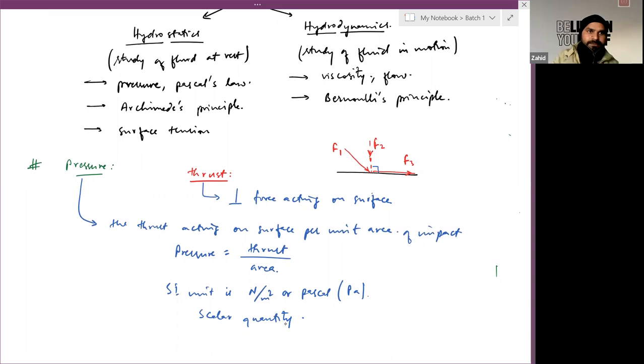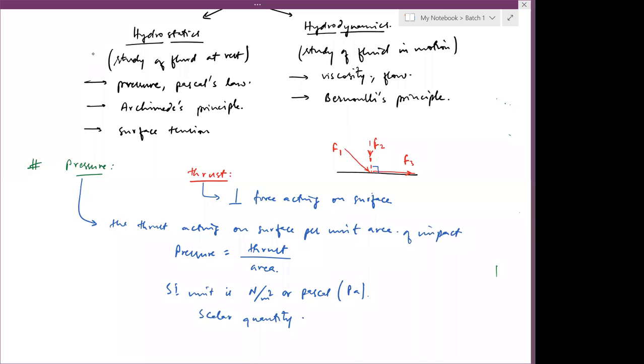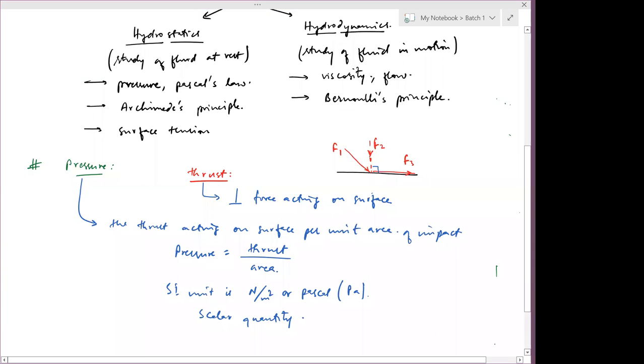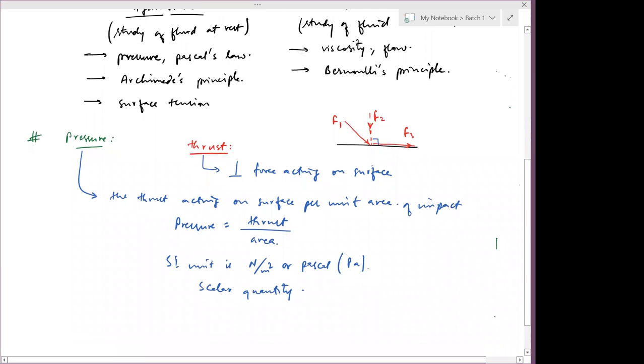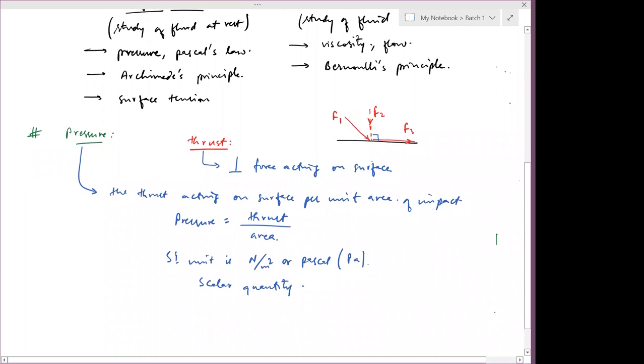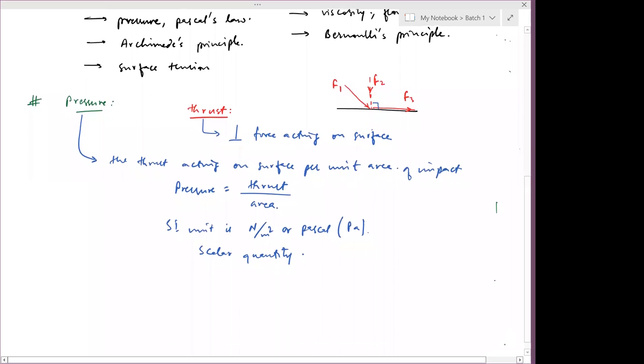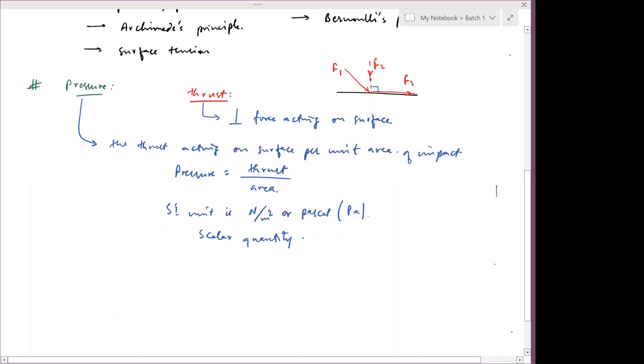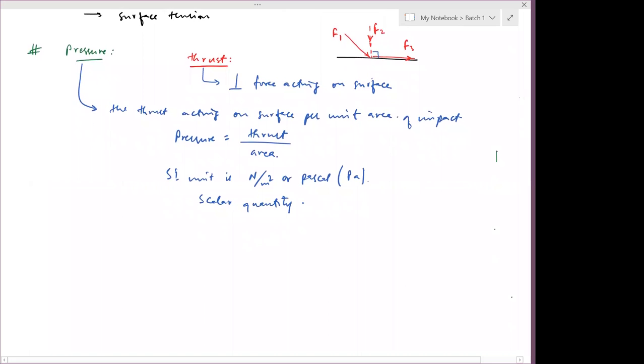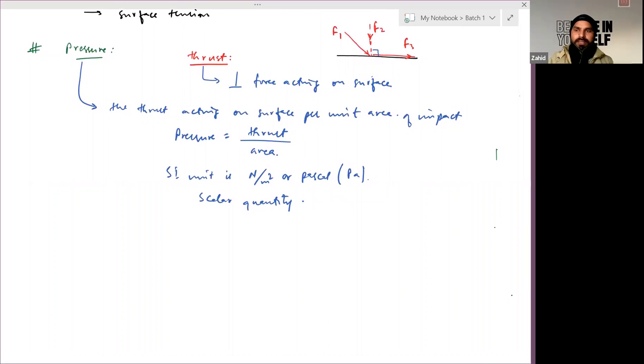Salman, is it clear? Yes, sir. Wait a second. Just write it down.